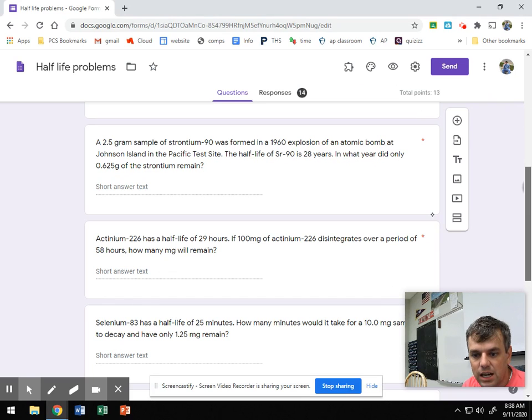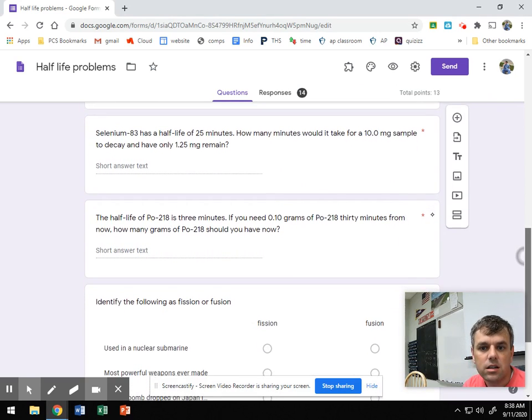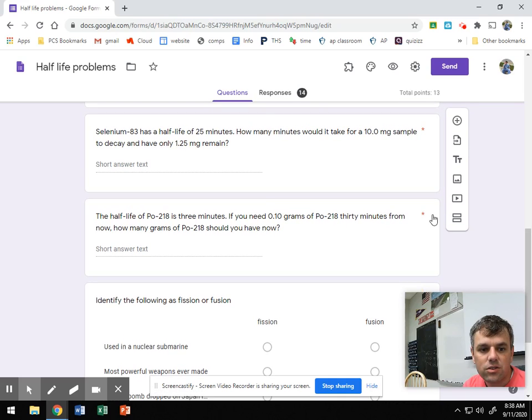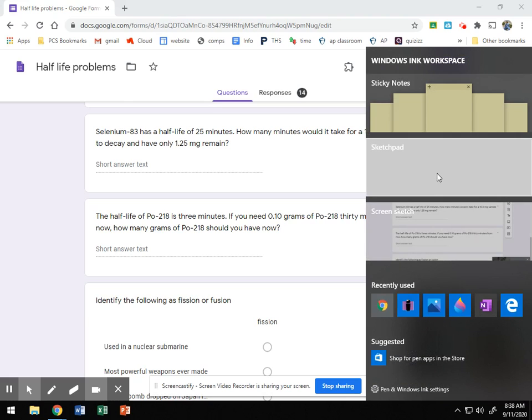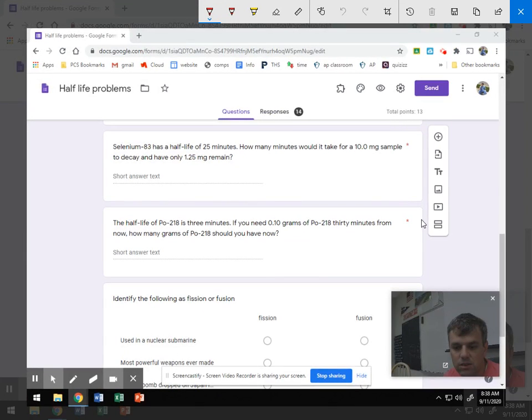Then if we look at these last two, they're a bit tricky, I'm not going to lie. So the selenium problem has a half-life of 25 minutes. How long would it take for 10 milligrams to decay to 1.25 milligrams?